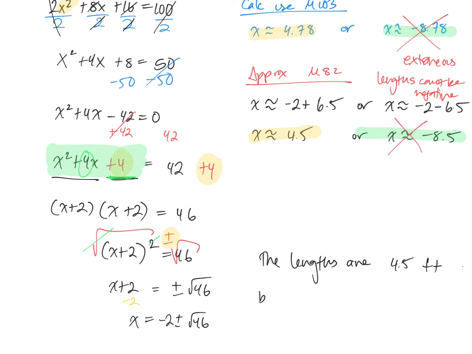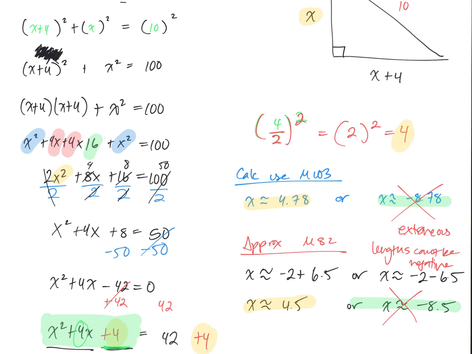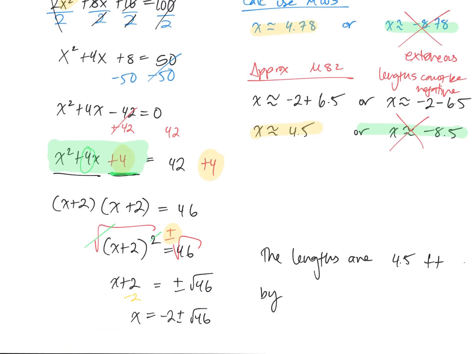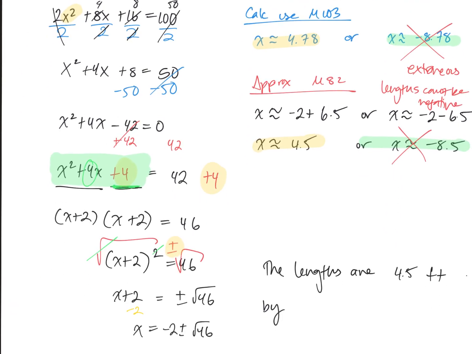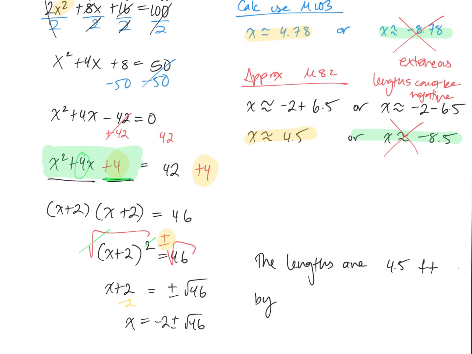4.5 feet by what? We need to find the other length. X plus 4. So we know that this side is going to equal 4 plus 4.5. It's approximately 8.5. 4.5 feet by 8.5 feet. And we are done.